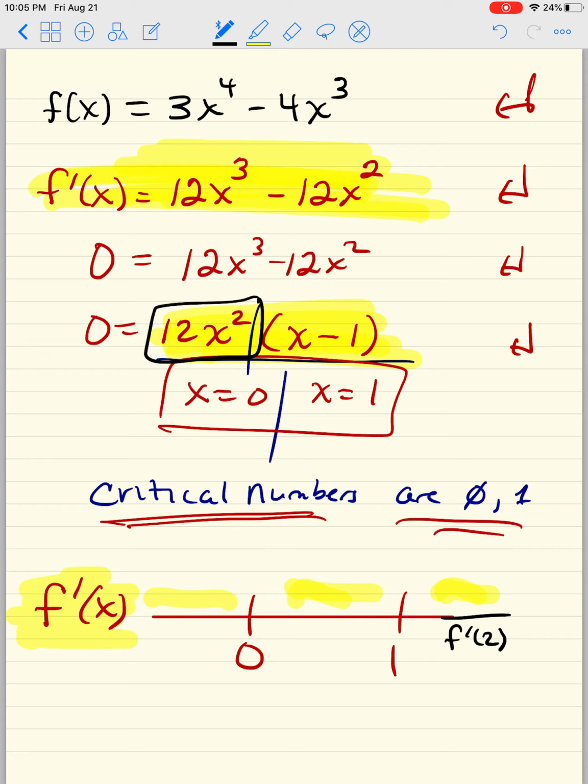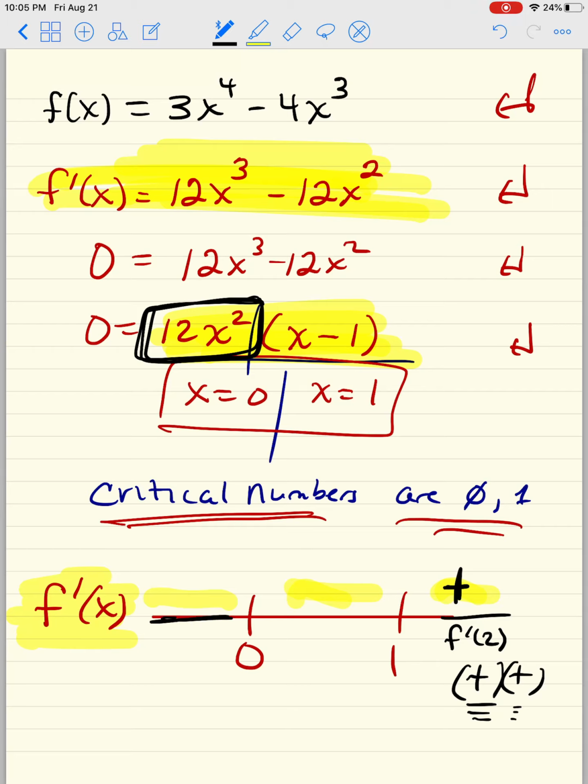Well, I don't care what the number is. I just want to know the sign. So I'm going to plug it into the factored form. 2 squared is 4, times 12. That's positive. 2 minus 1 is 1. I don't care about that, but that's positive. So a positive times a positive is a positive.